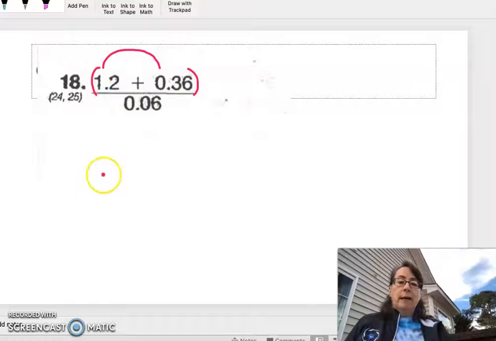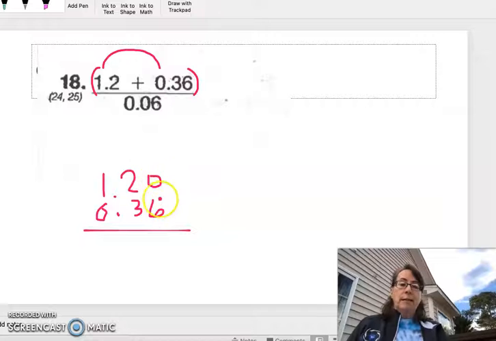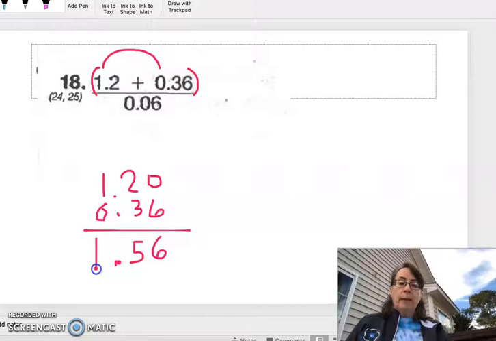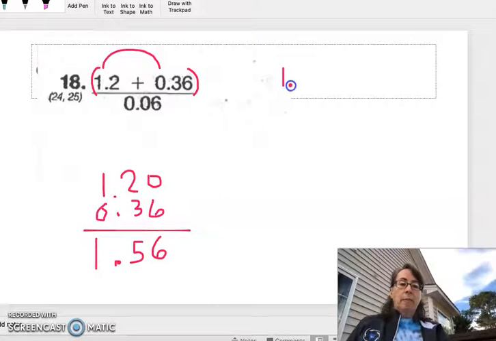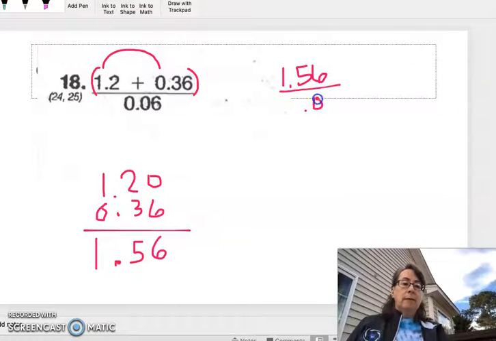So we're going to say 1.2. Remember, when we're adding our decimals, we must line up the decimals. Okay, so to make it easier, I'm going to add a 0 so I have enough decimals. 0 plus 6 is 6. 2 plus 3 is 5. Decimal, 1. So this is going to be 1.56 divided by 0.06. So let's do that with long division.